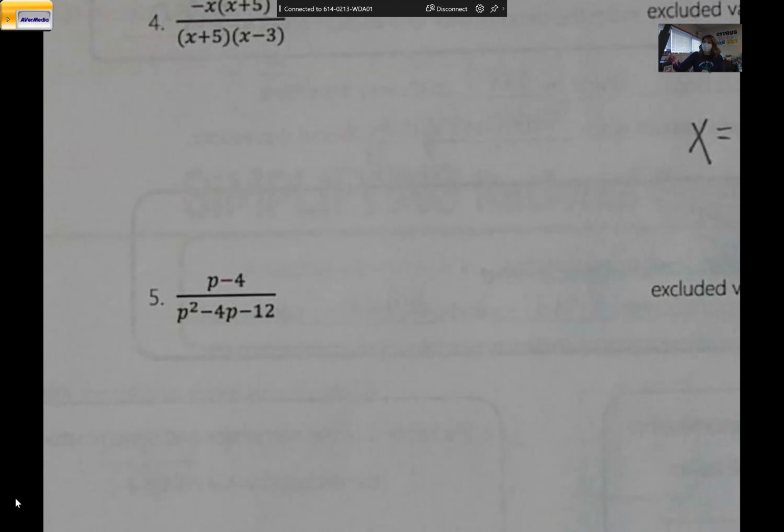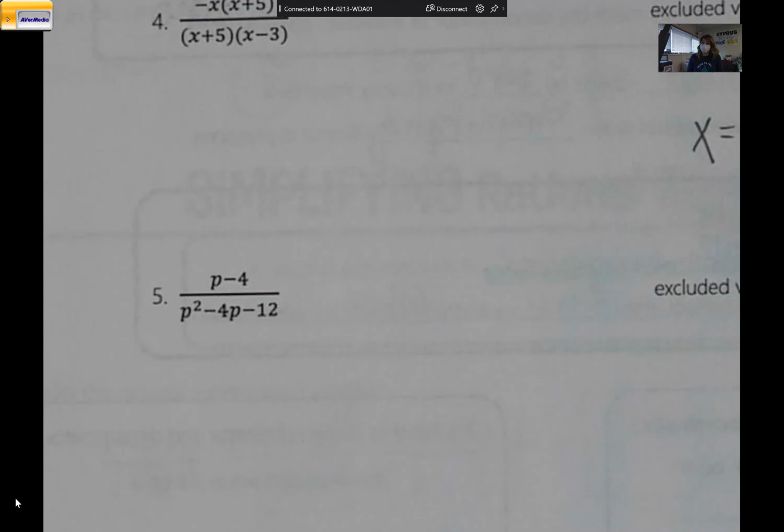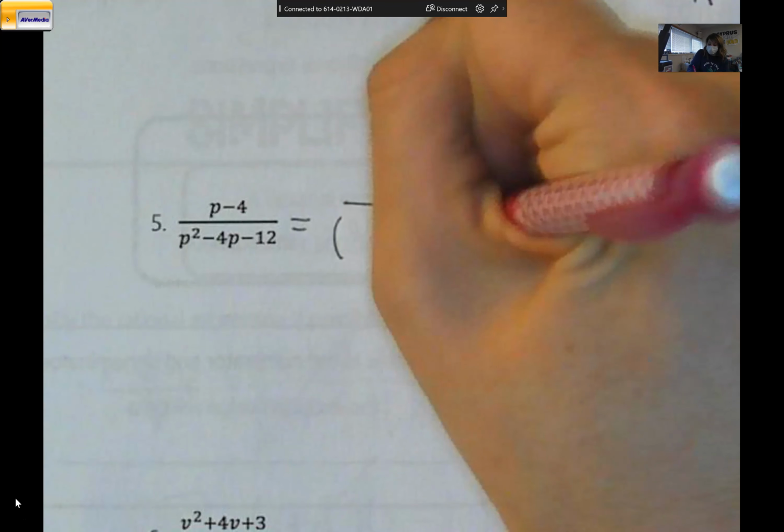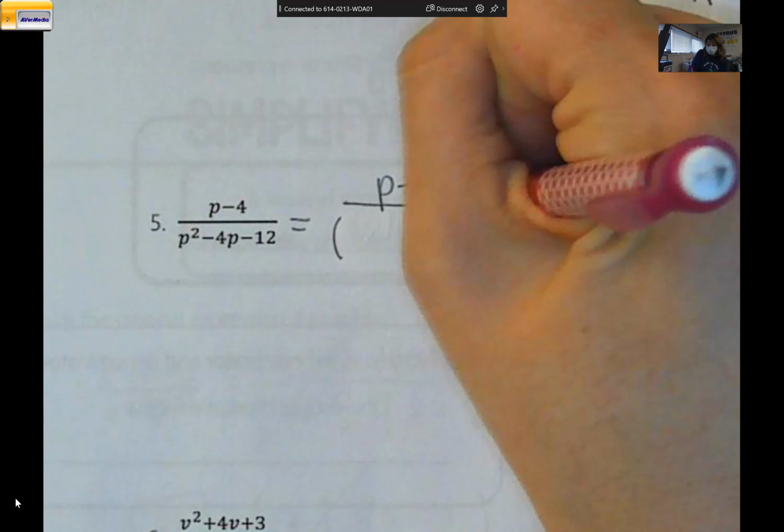So everything's fine, we're cruising, and then we hit number 5. So what's different about number 5? Well, it's in standard form. So what we need to do is change this so that it's in factored form instead. And this is what you guys did last time.